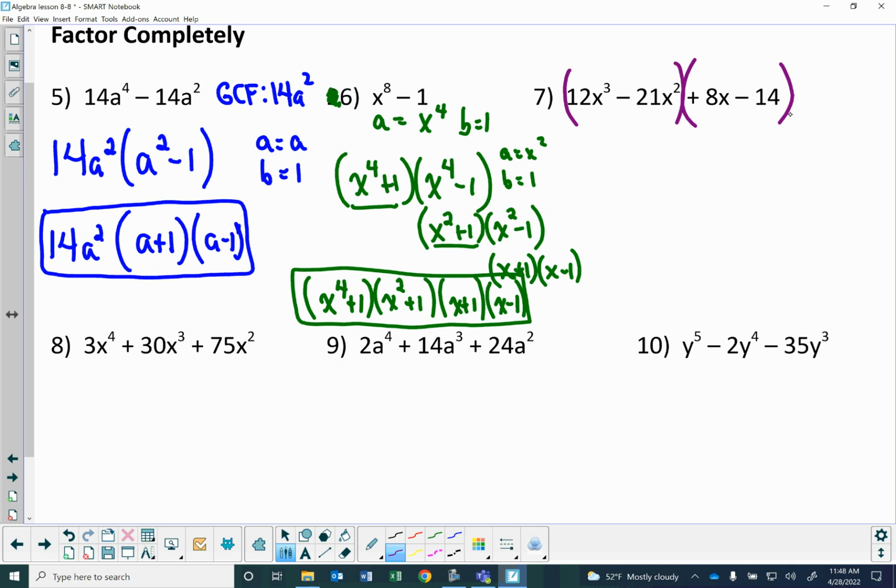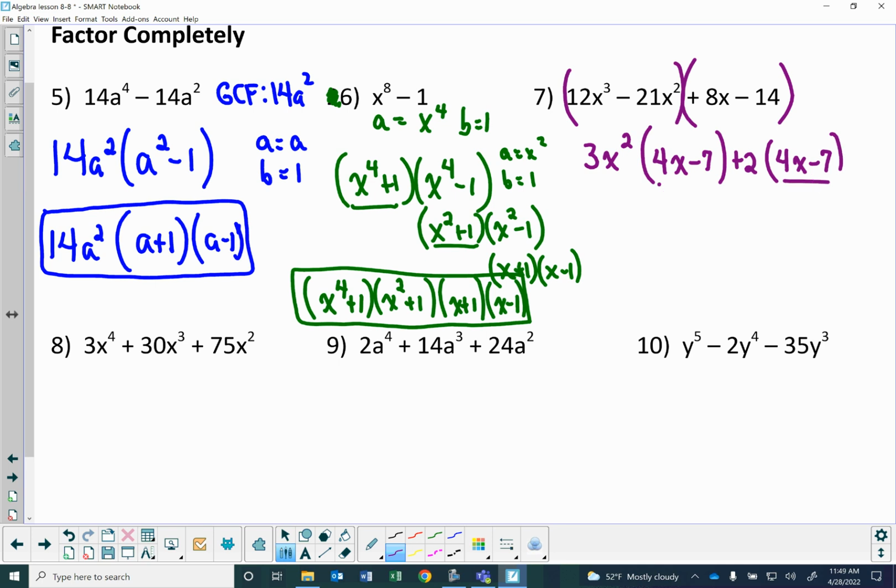All right, greatest common factor out of 12x cubed minus 21x squared is going to be 3x squared. 12x to the 3rd divided by 3x squared is 4x. 21x squared divided by 3x squared is 7. Greatest common factor out of 8x minus 14 is 2. 8x divided by 2 is 4x. 14 divided by 2 is 7.